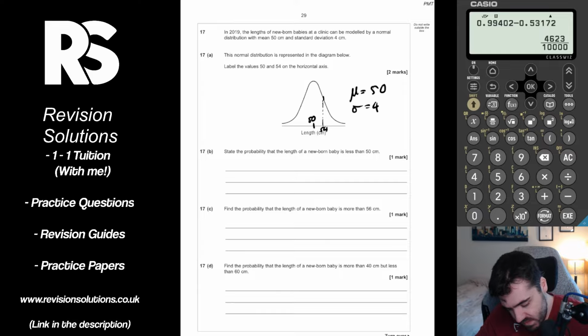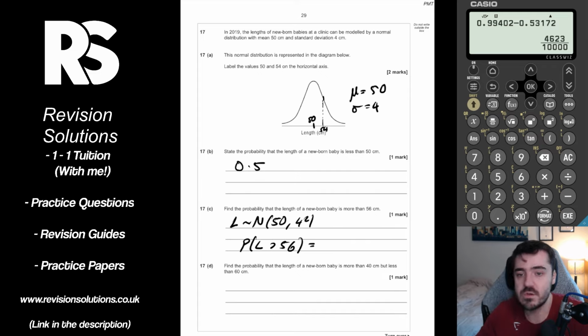State the probability that the length of a newborn baby is less than 50 centimeters. So that's just everything left of the mean. It's a symmetric distribution, so that's just a half. Find the probability that the length of a newborn baby is more than 56. So that's, let's define a random variable, say L, normally distributed with a mean of 50 and a sigma of 4, so variance 4 squared. And we're asking the probability L is greater than 56.